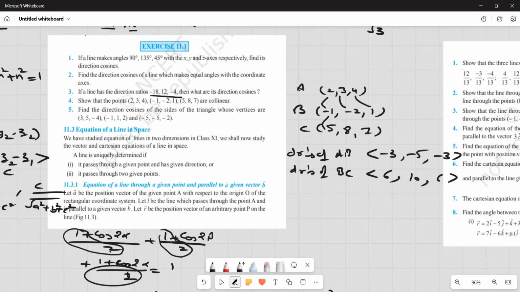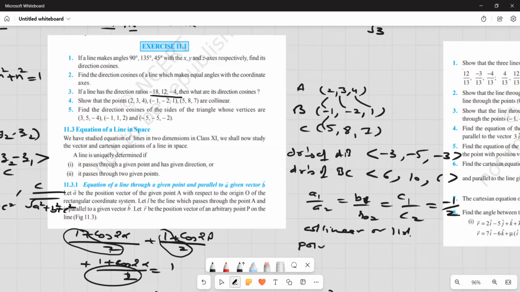So if you check the ratio, a1 by a2 is equal to b1 by b2, is equal to c1 by c2. Isn't that equal to -1 by 2? So they are either collinear or parallel, but point B is common. Point B is common, therefore they are collinear. Clear? You can just show it by DRs.